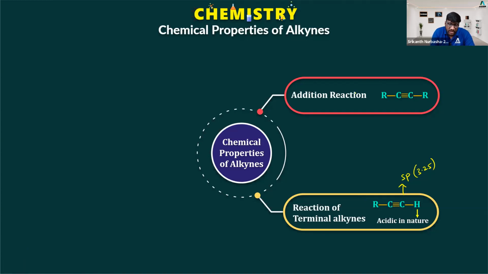They will show addition reactions because they also have the pi electron density. But when compared to alkenes, the reaction conditions are going to be slightly changed, because we have two pi bonds compared to an alkene. The first reaction in alkenes that we studied was addition of halogen acids like HX. The same halogen acids can be added to alkynes.